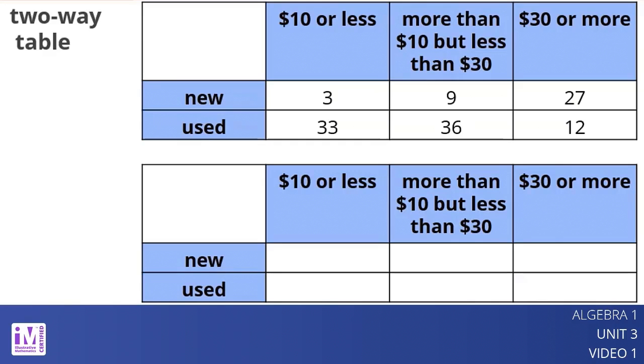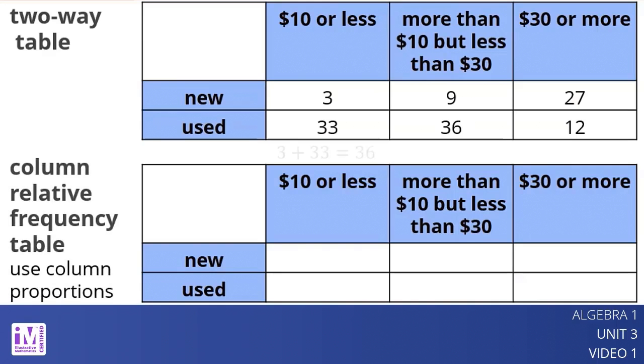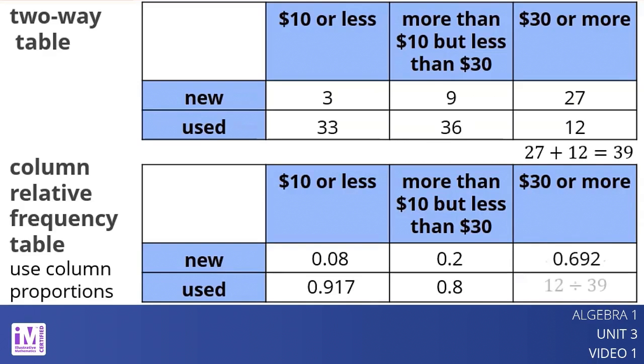For example, to convert the original two-way table to a column relative frequency table using column proportions, divide each value by the sum of the column. This shows that about 91.7% of the books that are sold for $10 or less are in used condition.